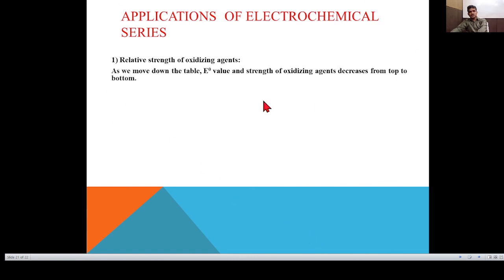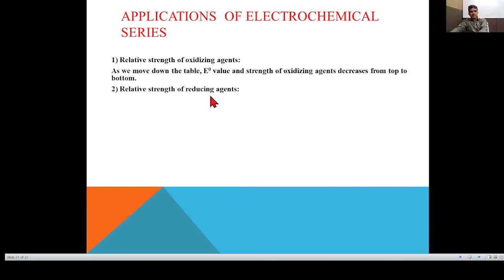First is the relative strength of oxidizing agents. The higher the potential, the stronger the oxidizing agent. As we move down the table, the E0 value and the strength of the oxidizing agent decrease. That means oxidizing agent strength decreases from top to bottom. The strongest oxidizing agents are on the top according to their potential. With higher positive potential, a reduction reaction takes place, which means it acts as an oxidizing agent.